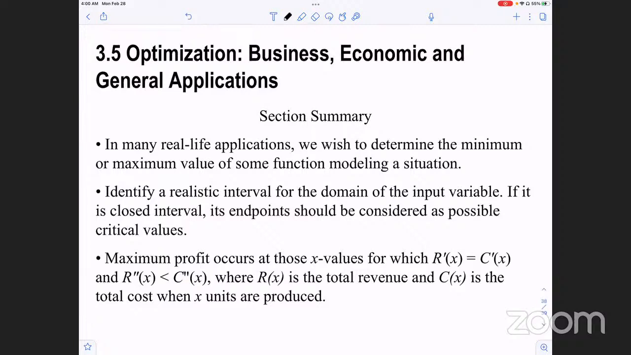And in a summary, it says in many real life applications, we wish to determine the minimum or maximum value of some function modeling a situation. Identify a realistic interval for the domain of the input variable. If it is a closed interval, its endpoints should be considered as possible critical values. Maximum profit occurs at those x values where R prime is equal to C prime and R double prime is less than C double prime, where R(x) is the total revenue and C(x) is the total cost when x units are produced and sold.